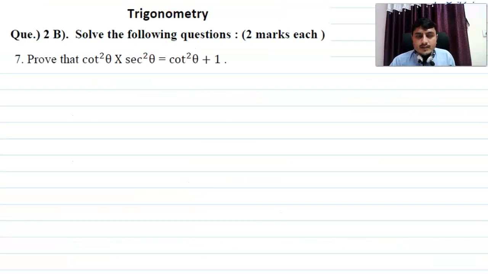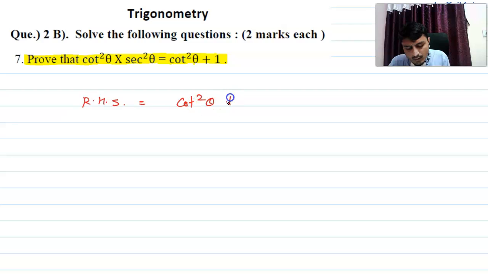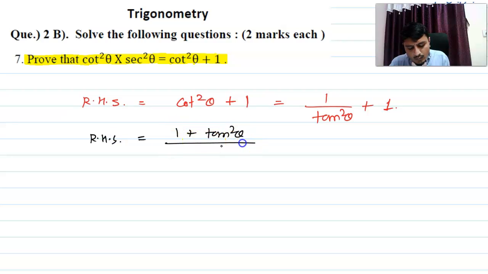Look at the 7th sub-question from question 2b. Prove that cot square of theta into sec square of theta is equal to cot square of theta plus 1. Now we consider the RHS. RHS is cot square of theta plus 1. Cot square of theta is nothing but the reciprocal of tan square of theta, and plus 1 remains as it is. Now making the cross multiplication, we get 1 plus tan square of theta whole divided by tan square of theta.